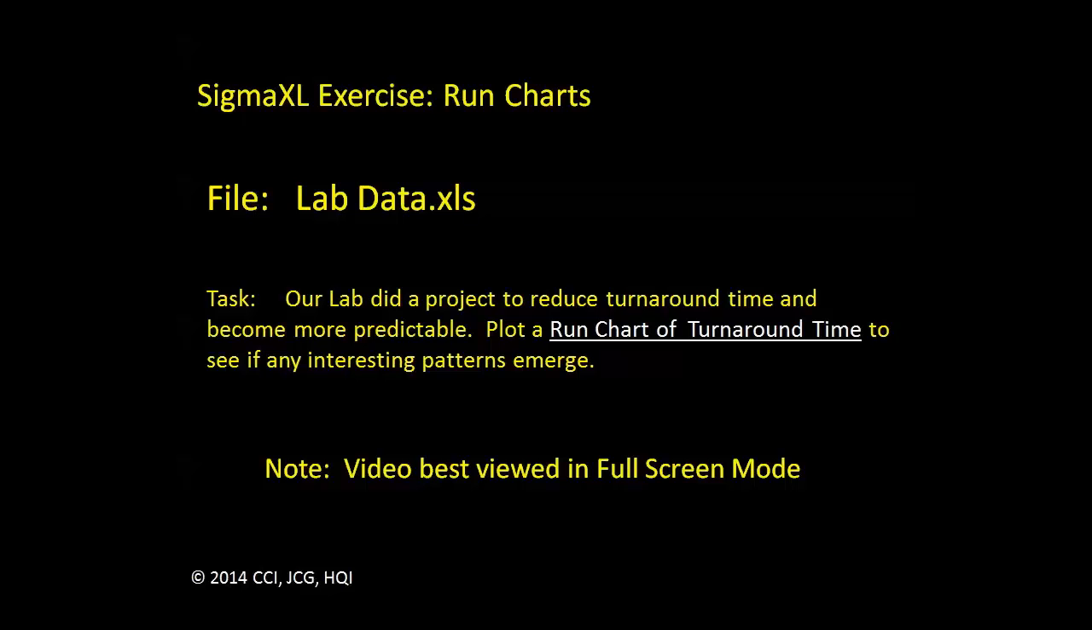For this Greenbelt challenge, we're going to use the file called lab data. In this case, the lab did a project. They were getting complaints that their turnaround time had great variability in it and it was taking too long to get results back from the lab. So they conducted a project. We will have some before and after data in this file.